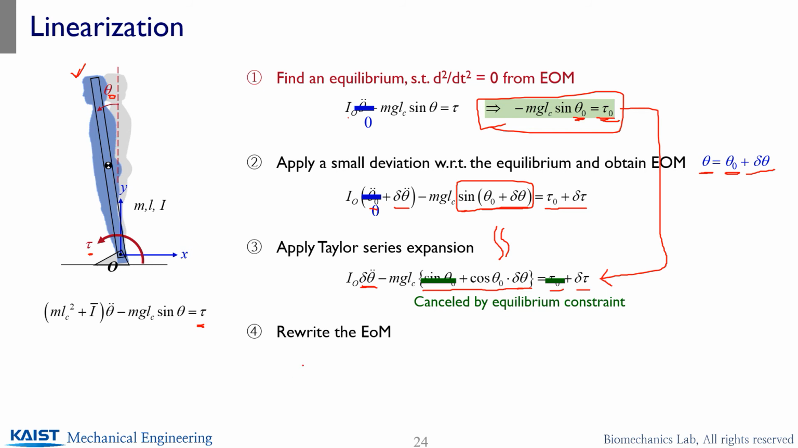If I assume theta and tau are defined with respect to the equilibrium, I can just rewrite the equation as I naught theta double dot minus mg sine theta, with a newly introduced parameter cosine theta naught here, and theta and tau. So this is a linearized form with respect to theta naught. And note that here theta and tau are defined from small deviations with respect to the equilibrium point.